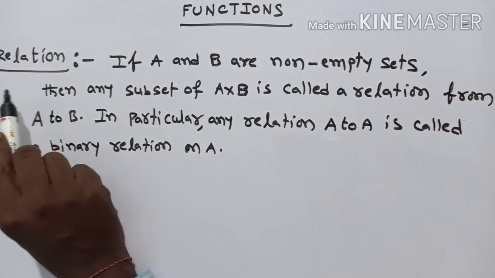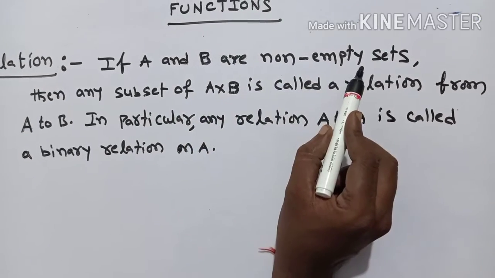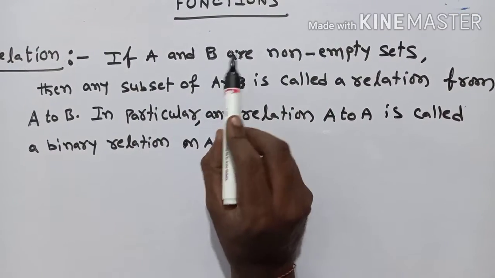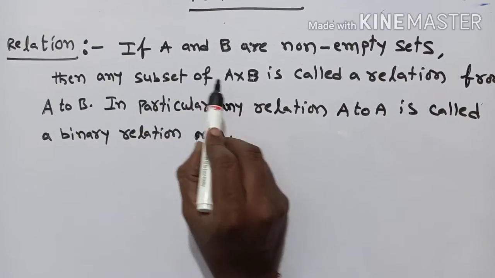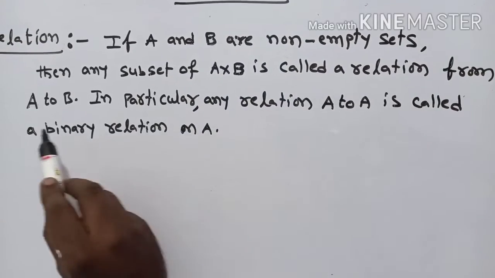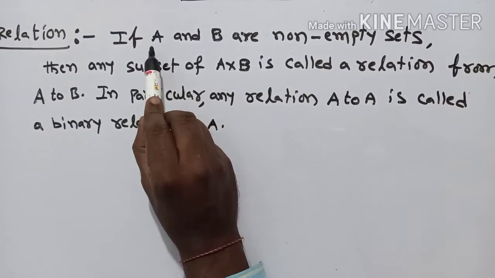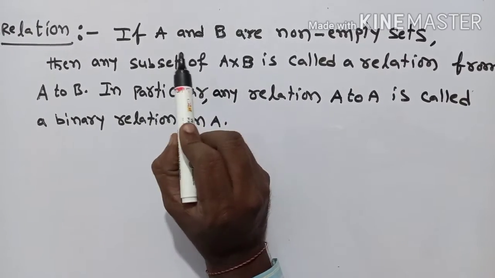Relation. The definition: if A and B are non-empty sets, then any subset of A cross B is called a relation from A to B. A is the domain, B is the codomain. We will discuss these two definitions afterwards.